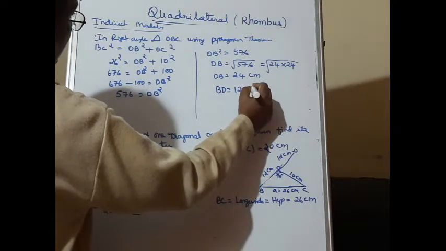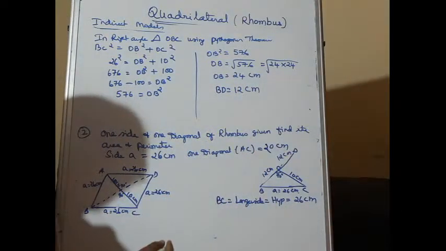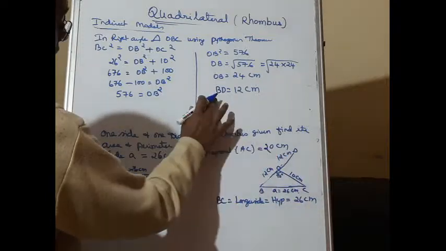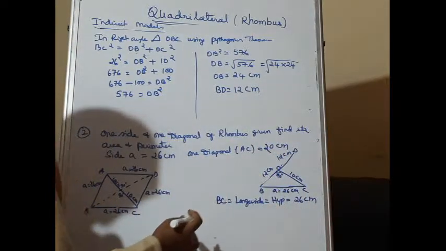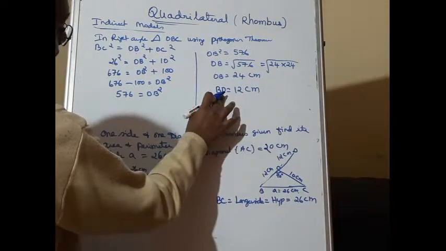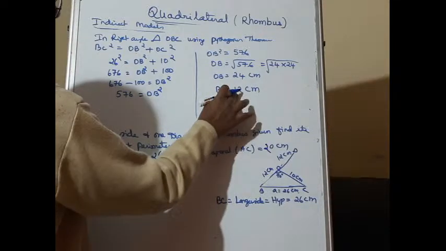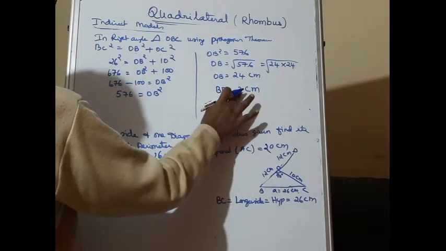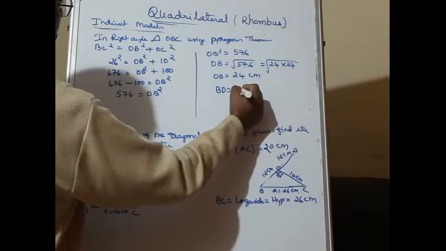Now, children, you can find what? Area and perimeter. 12 plus 12, 24. So BD for diagonal, BD 24. You write diagonal BD, please.